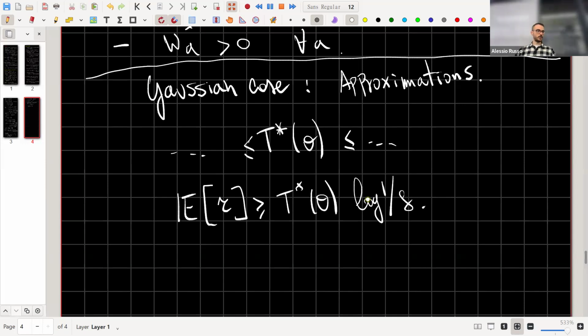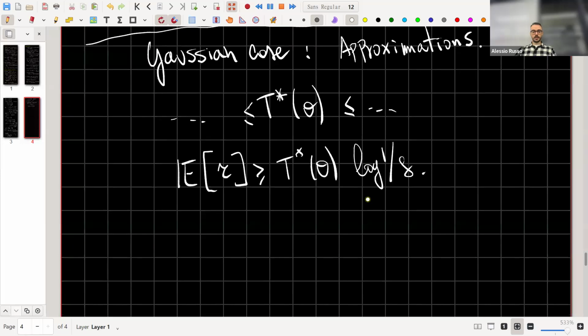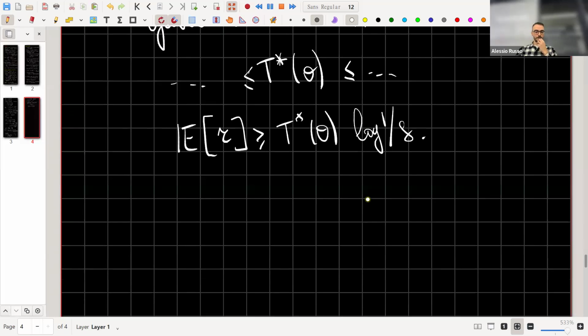So we have this kind of inequality, right? Here, it should be the Bernoulli KL divergence, but allow me to write just log 1 over delta. So understanding a good upper bound and a good lower bound on T star gives you an idea of how many samples you need, okay? So we can start with the upper bound.